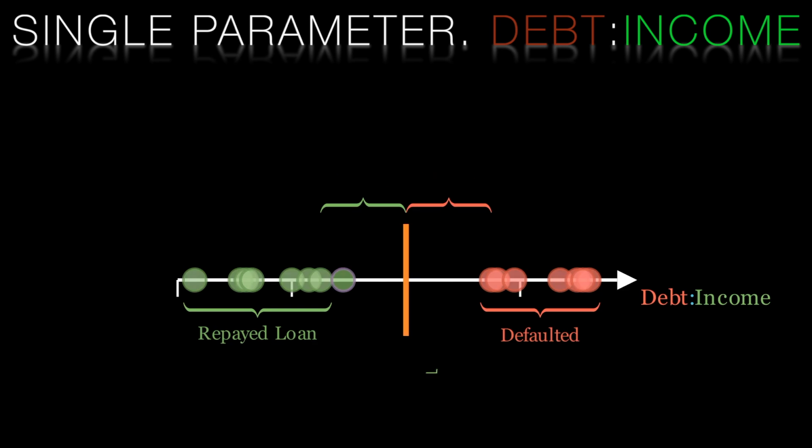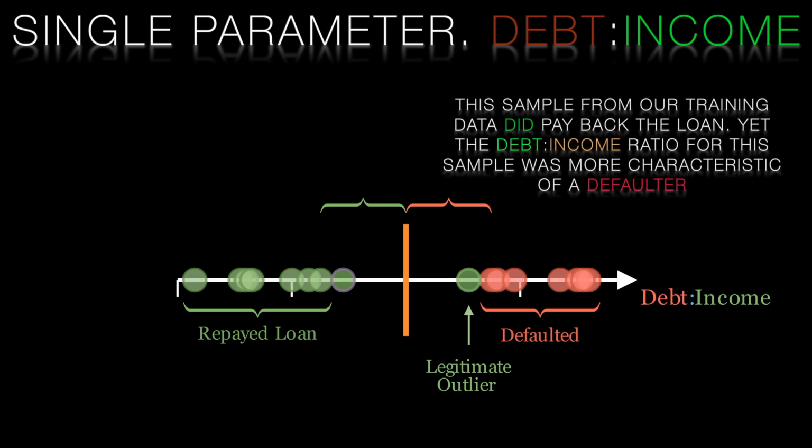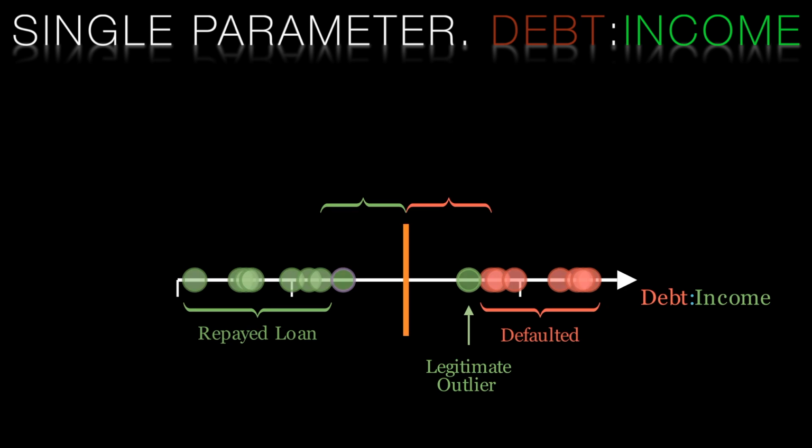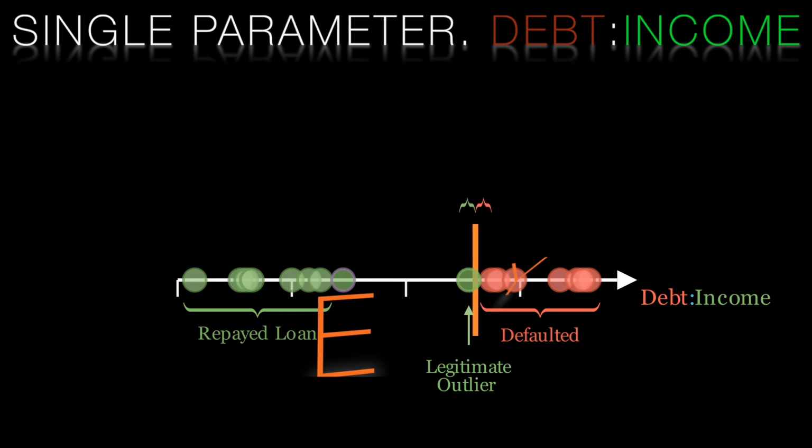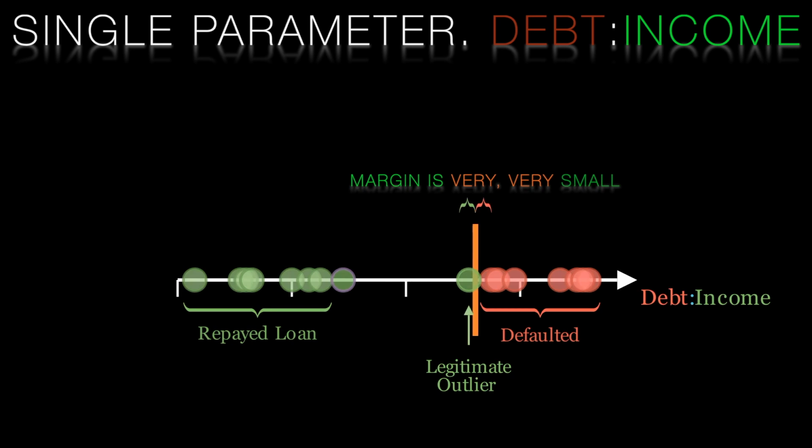Let's say we have an outlier in our test data. The debt to income ratio at this point lies very close to the defaulted group. Yet this borrower repaid their loan. If we use this outlier to set the decision boundary, then we will have a very, very low margin.